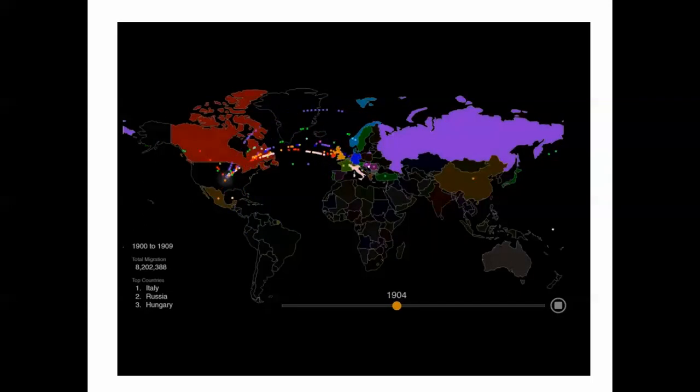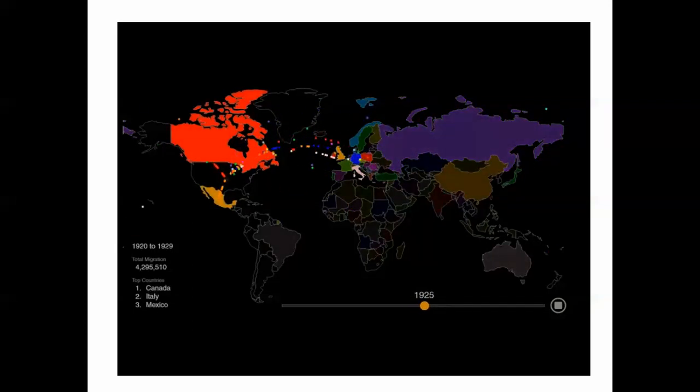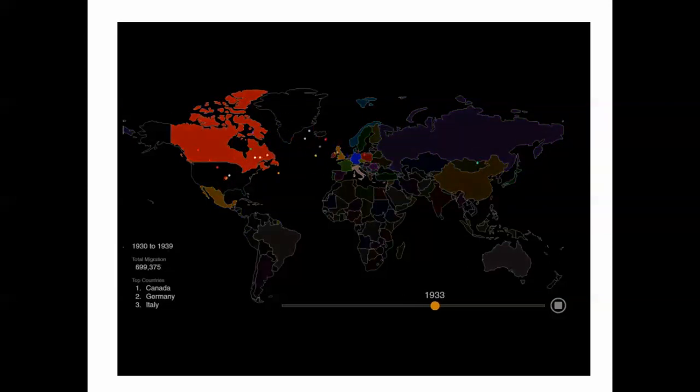So as we watch this move through time, one of the things that I want you to focus on is which countries begin to appear and how important those countries are. I also want you to focus a little bit on what the top 3 countries are, because they change through time. So again, this is a way of understanding migration to the United States in different contexts.